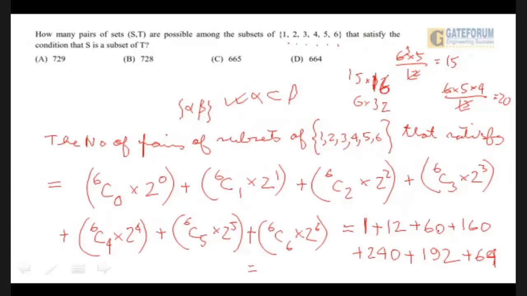13 plus this is 73. 73 plus this is 233. 233 plus this is 473. 473 plus 200 is 673 minus 8. 673 minus 8 would be 665. 665 plus 60 would be 725. This is our answer. And let us see where we have an option.